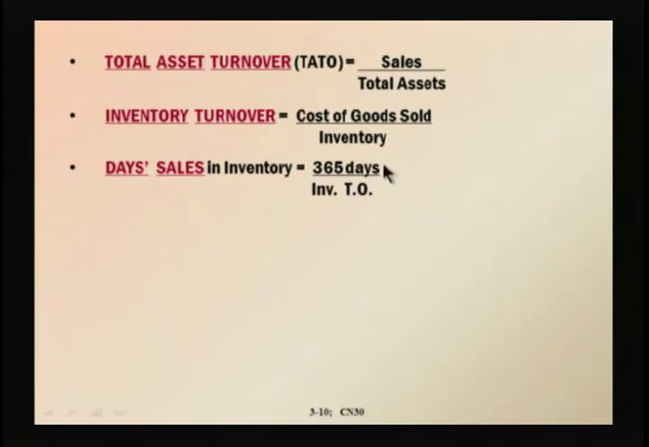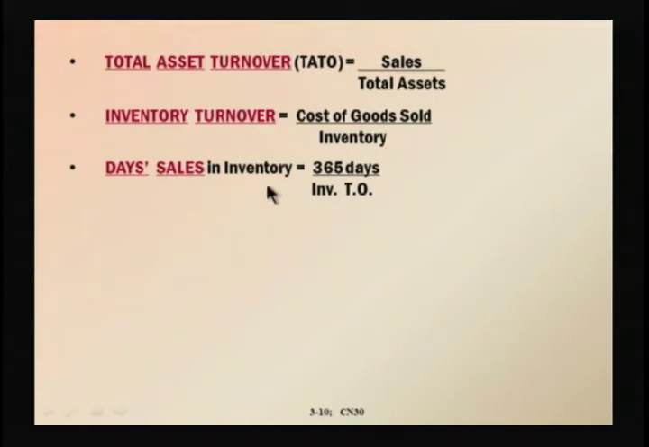In this case, we take 365 days in a year and divide that by how many times our inventory turns over within a year's time. So we know inventory turnover is calculated cost of goods sold over inventory. For example, if you're turning your inventory over every 30 days, then you would have about 12 days of your sales in inventory.